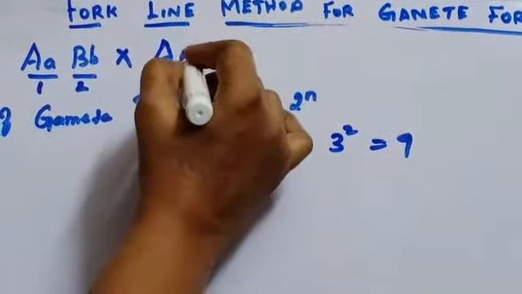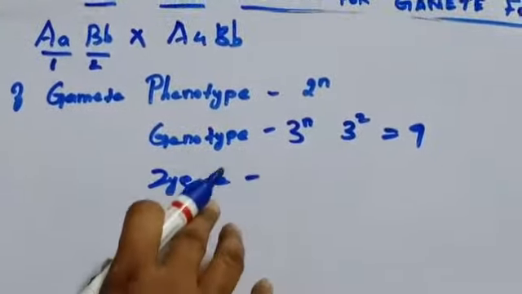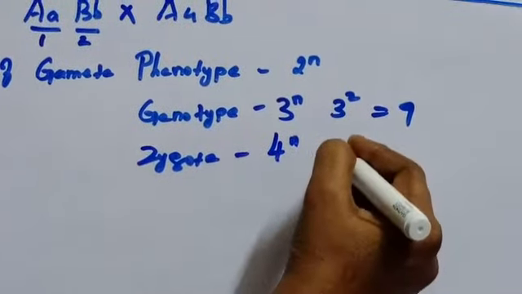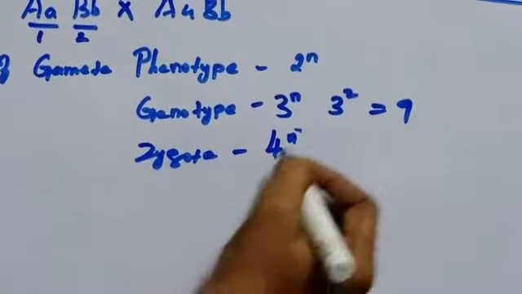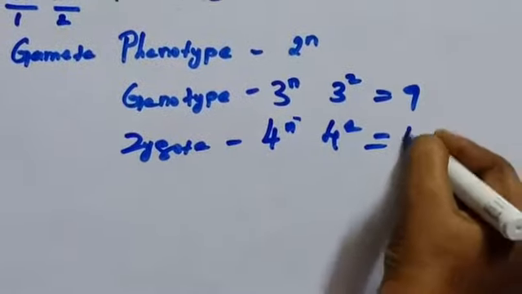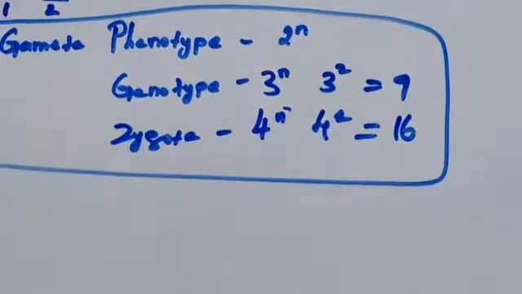Capital A, small a, capital B, small b. You can easily find out how to find the number of zygotes. You can use the formula 4 to the power n. Again the n represents 2. So 4 into 4, how much? 16. Like this, whatever is given, you can find out.